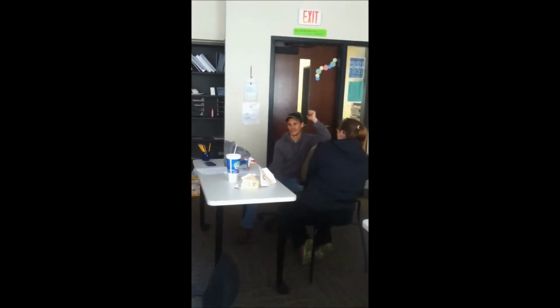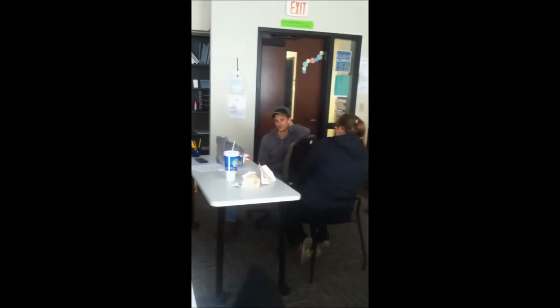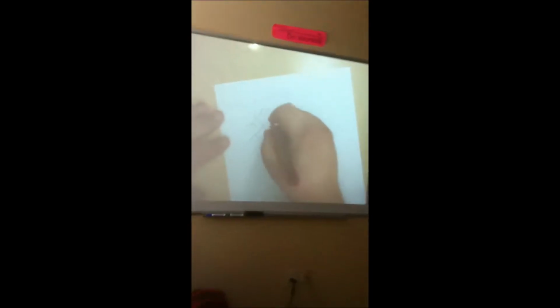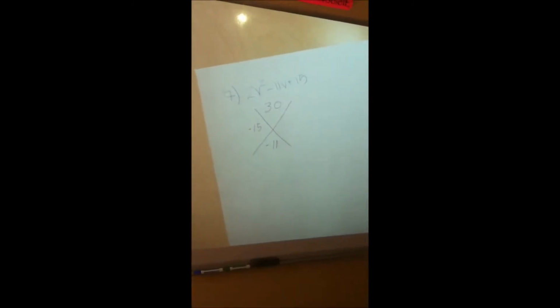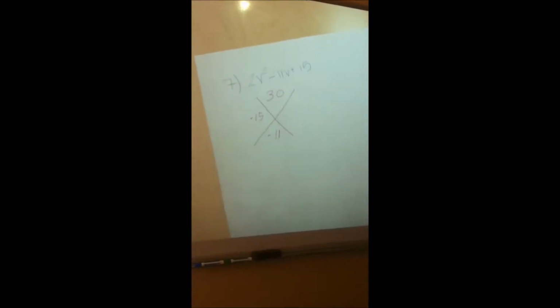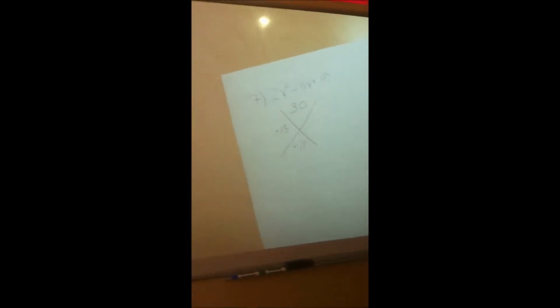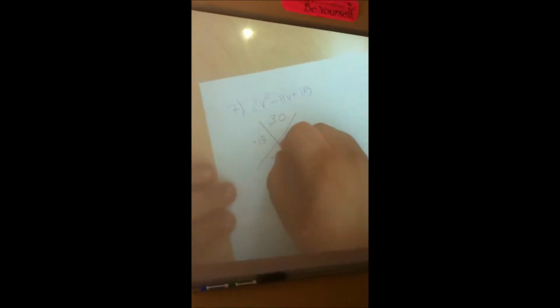Negative 15 and negative 2. Ooh, I like those. Those are good numbers. Can you put a negative 2 down there so I can visualize it? Visual learner over here. Exactly.